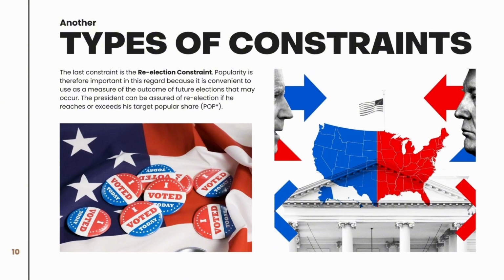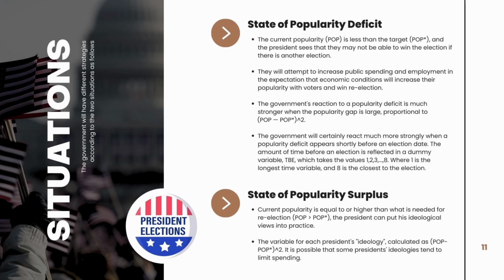For simplicity, pop star is held constant at 58%. The government will have different strategies according to the two situations as follows. The first one is the state of popularity deficit. The current popularity of pop is less than the target, or pop star, and the president believes that they may not be able to win the election if there is another election.